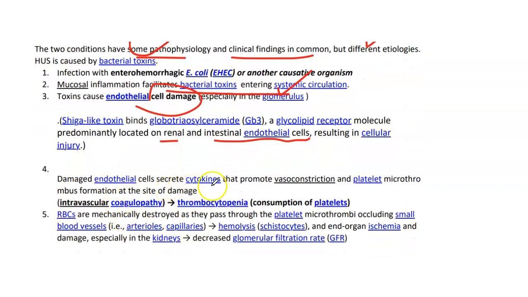Damaged endothelium secretes cytokines, promoting vasoconstriction and platelet microthrombi formation at the site of damage. This leads to intravascular coagulopathy and thrombocytopenia due to consumption of the platelets. RBCs are mechanically destroyed as they pass through the platelet microthrombi in small vessels like arterioles and capillaries, leading to hemolysis, forming schistocytes on the smear, and end organ ischemia and damage, especially in the kidney. So there will be decreased GFR.